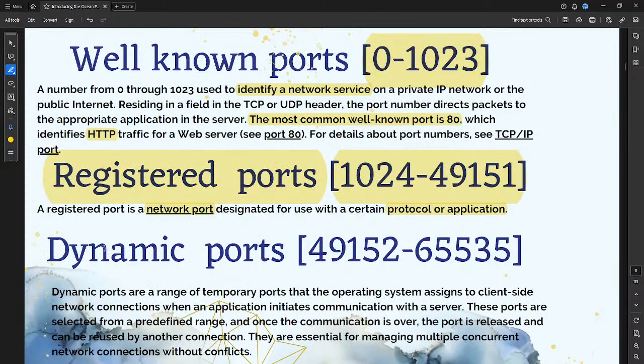Finally, we have dynamic ports, which range from 49152 to 65,535, and these dynamic ports are a range of temporary ports that the operating system assigns to client-side network connections when an application initiates communication with a server. So for communication to occur between your systems and servers online, there are dynamic ports that are assigned, and of course that helps your operating system to initiate these communications.